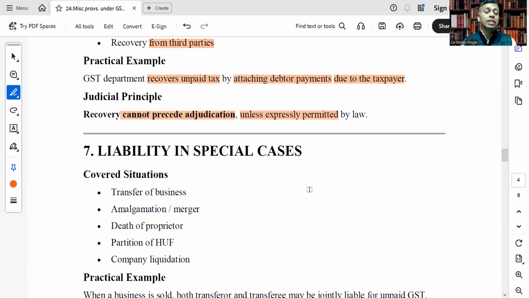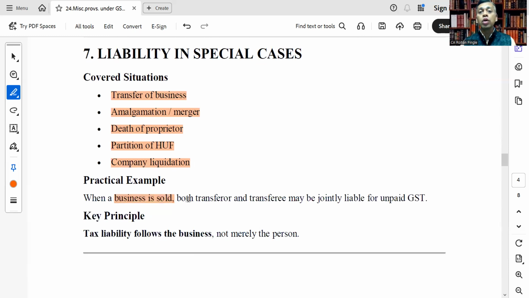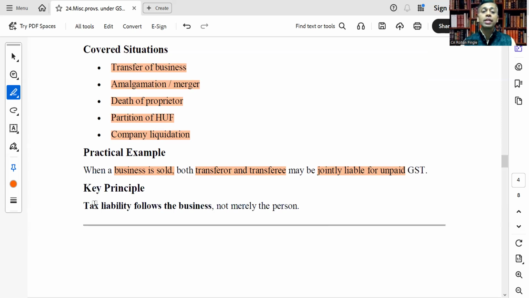Let's understand liability in special cases. What are the situations? Transfer of business, amalgamation or merger, death of proprietor, partition of HUF, company liquidation. These are the situations where liability arises. Practical example: when a business is sold, both transferor and transferee may be jointly liable for unpaid GST. Key principle: tax liability follows the business, not merely the person.